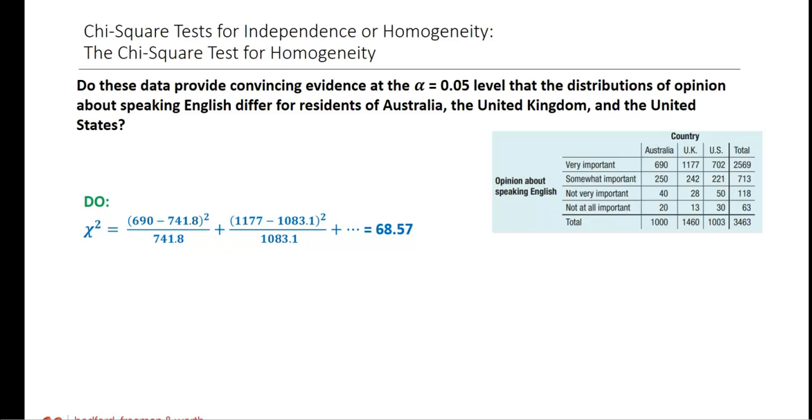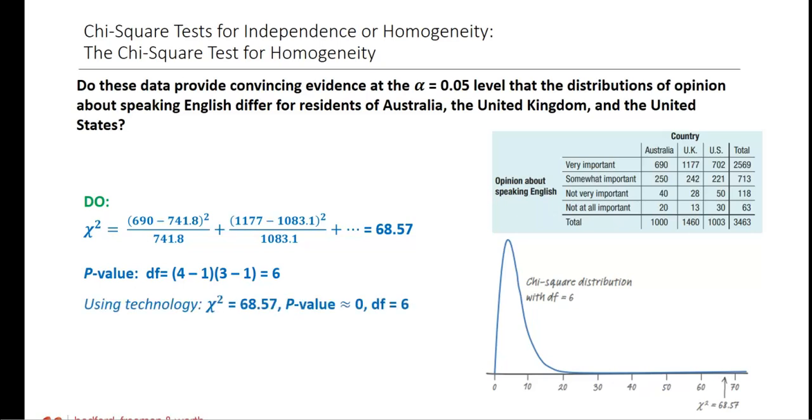Really like to see this. Do the first couple, maybe the last one. Huge p-value, huge chi-squared value, very small p-value. Again, draw your graph if you want to, but it's so far out there. You could use chi-squared CDF to get that if you know the chi-squared value is 68.57.